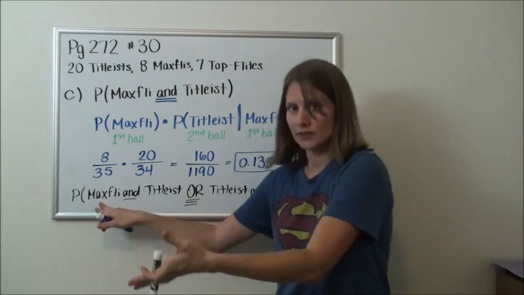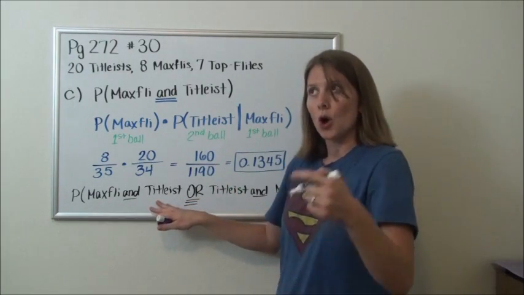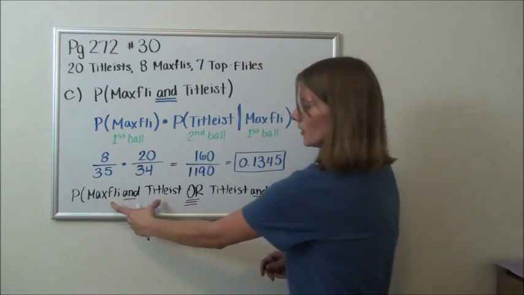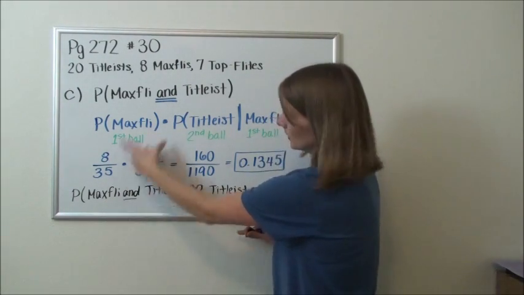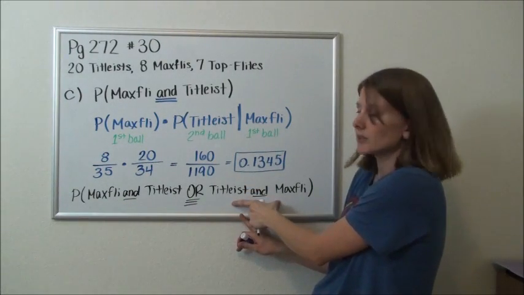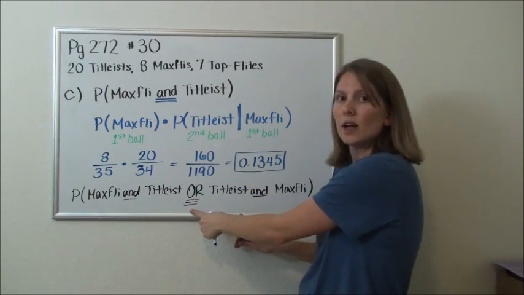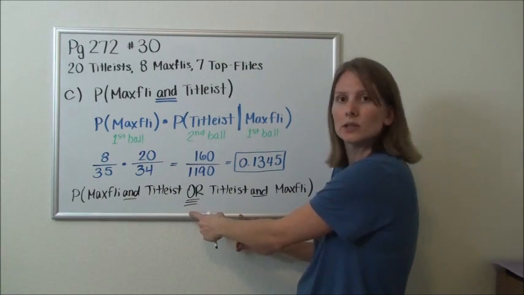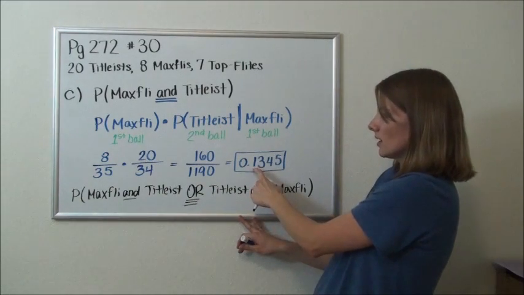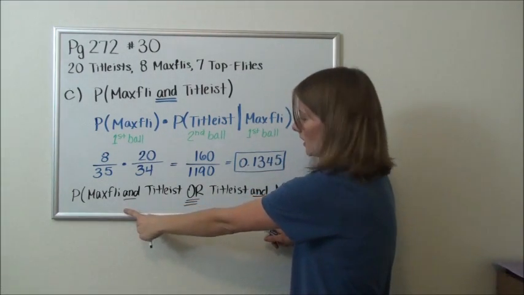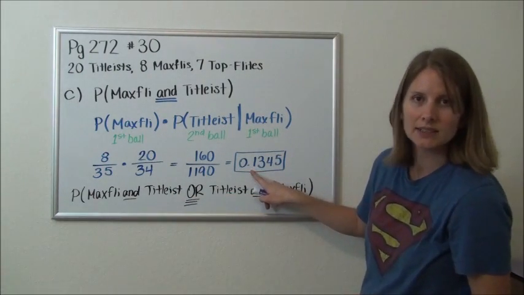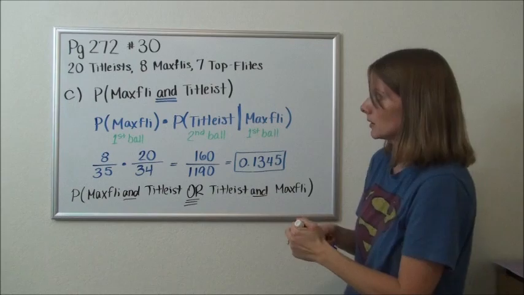What that's saying is I don't care what order. It'd be fine if it was Max Fly first and then Titleist second, or it would be fine if it was Titleist first and Max Fly second. And we already found this "and" probability, it's right up here, and we found it to be the same answer. So now "or," we saw several lessons ago, turns into addition. So if I want that probability or this one, I'm taking this number that I got for each of these, and I'm adding it to itself. So really for part D, you'd just be taking this number and doubling it. That's all you'd be doing.